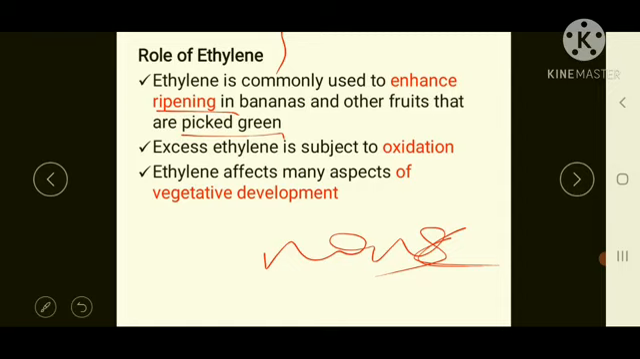Ethylene affects many aspects of vegetative development. Also, ethylene is subject to oxidation.